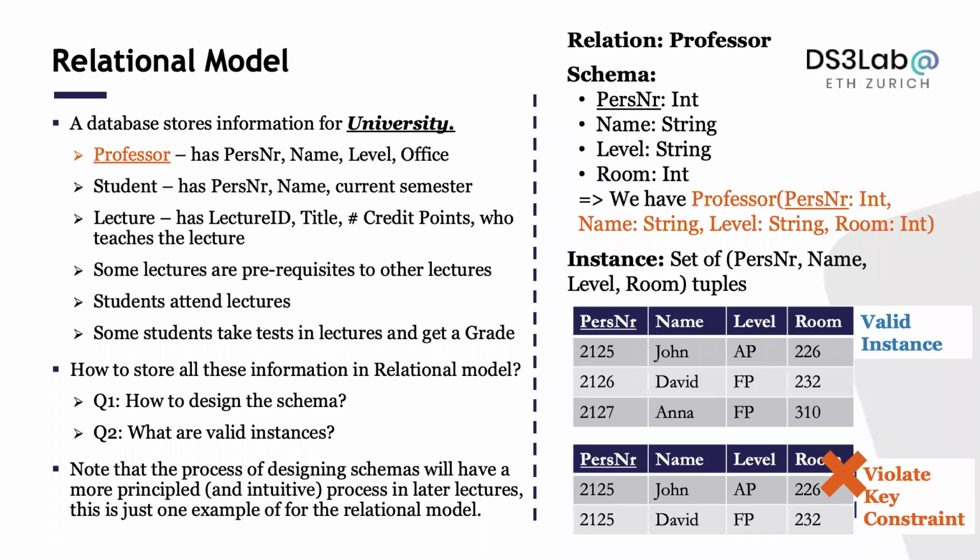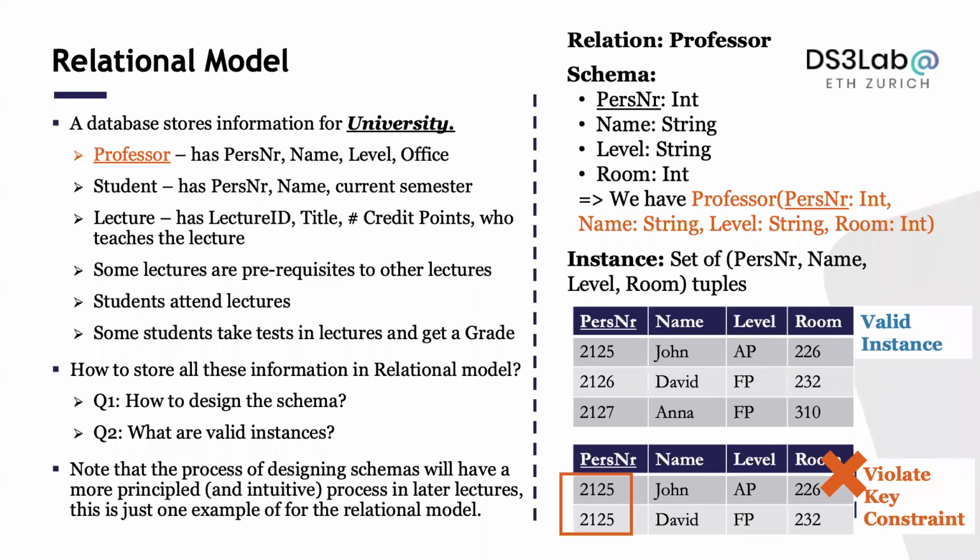So this is one example of an instance that violates your key constraint, right? As you can see, I have 2 professors, John and David. Both of them share the same personnel number value, okay? So this violates my key constraint. If you try to put the second instance into your database, you are going to get an error, right? So this is a simple example of how to model professor information using the relational model.